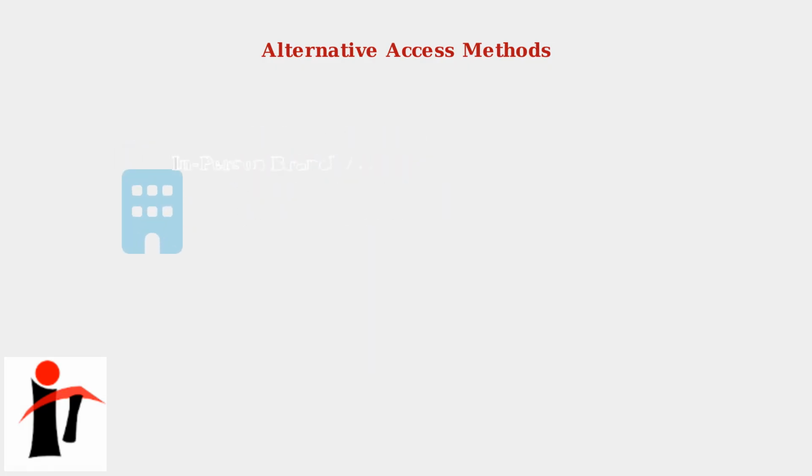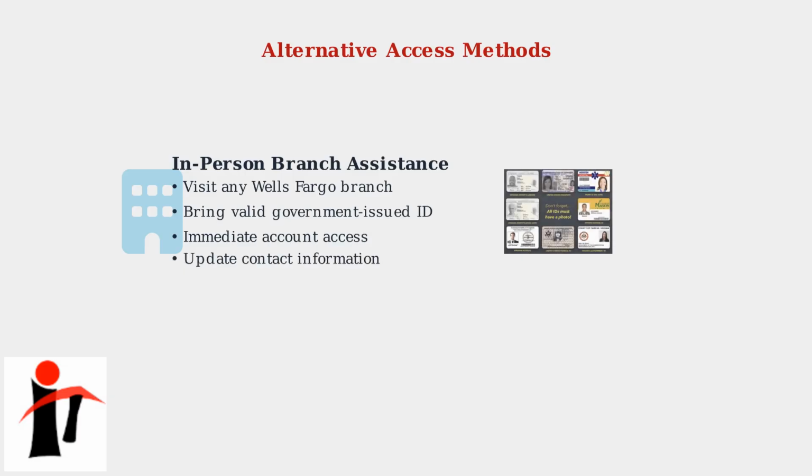For in-person assistance, visit any Wells Fargo branch location with a valid government-issued photo identification. Branch representatives can provide immediate access to your account information and help update your contact details if needed.